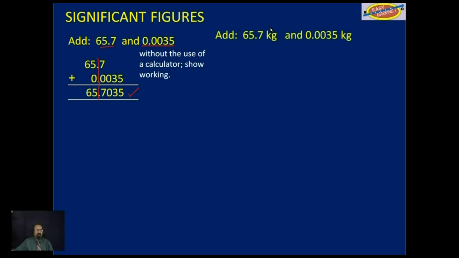Now if I were to ask you to add 65.7 kilograms and 0.0035 kilograms, you may be tempted to do the same thing. So you write it like this, and you give this here as your answer. Now CSEC will consider this answer here as wrong. At this point you may be wondering, okay, if this one is right and this one here is wrong, how come?